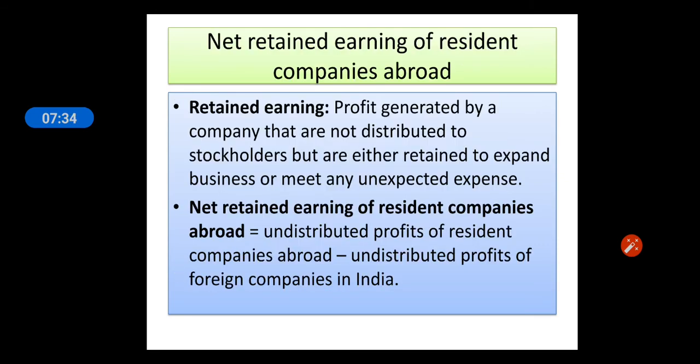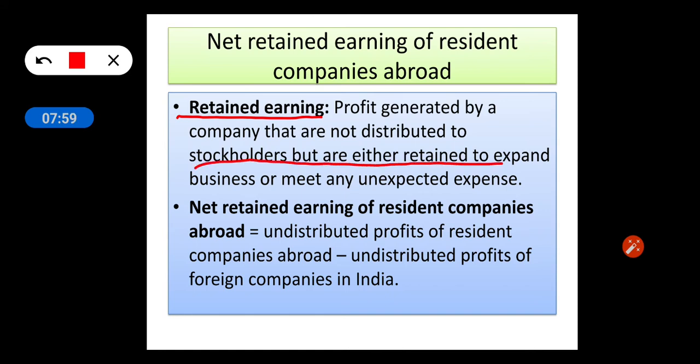Let's now talk about net retained earning of resident companies abroad. This is your third component of NFIA. To understand this concept, we must first know what is retained earning. Retained earning is a profit generated by a company that is not distributed to stockholders, but is either retained to expand business or meet an unexpected expense. All right. So net retained earning of resident company abroad is equal to undistributed profit of resident companies abroad.